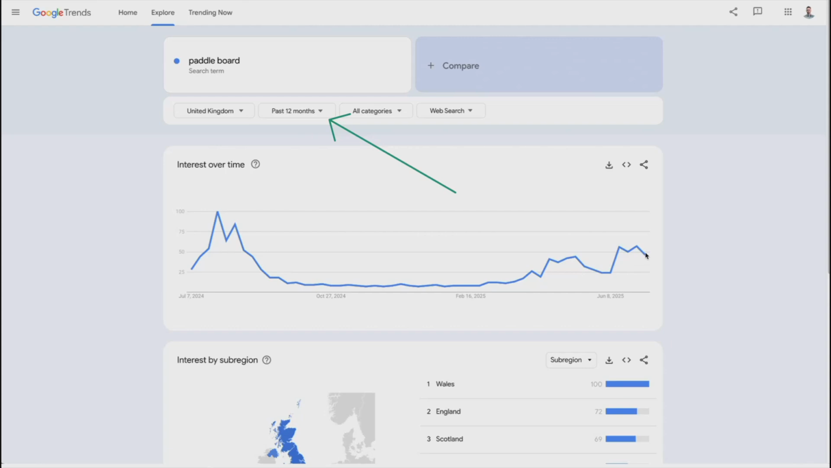So right now, looking back at last, this area here is the 12-month view. So this area here is what happened in the last 12 months, 7th of July onwards. So as we approach that, there's clearly an increase in demand here. Now this example is for paddleboards, a very seasonal product.